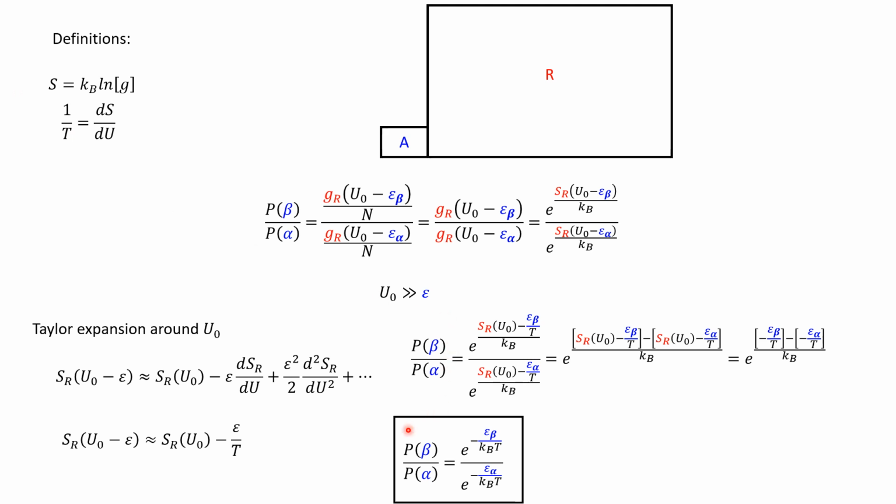So notice how amazing this result is. We have not specified anything about system A and anything about the reservoir apart from the fact that the reservoir is much, much bigger than system A. So without specifying any detail of system A, we found an expression for the probabilities that depends only on the energy of system A and the temperature of the reservoir. So this is a truly amazing result, and it is one of the major results of statistical physics.